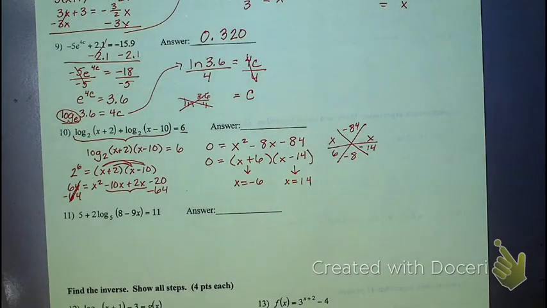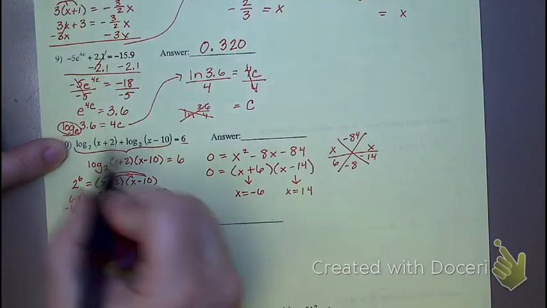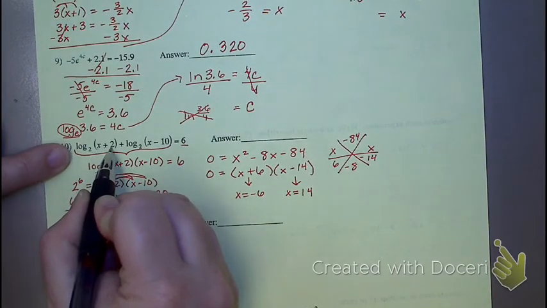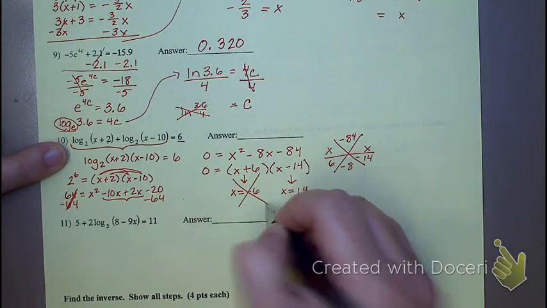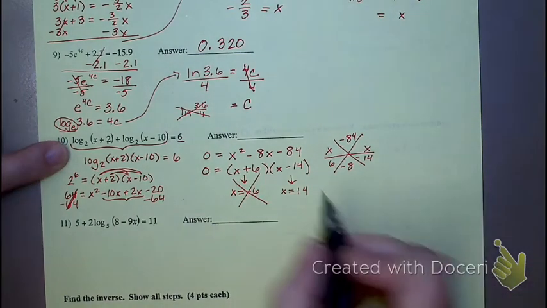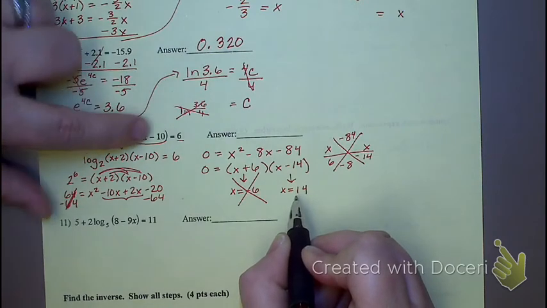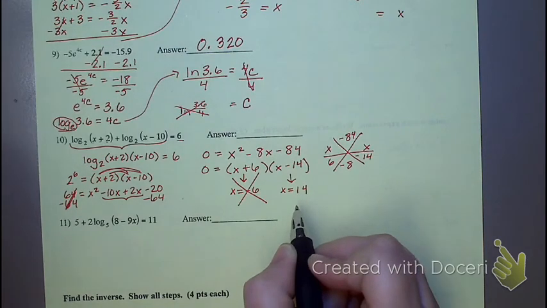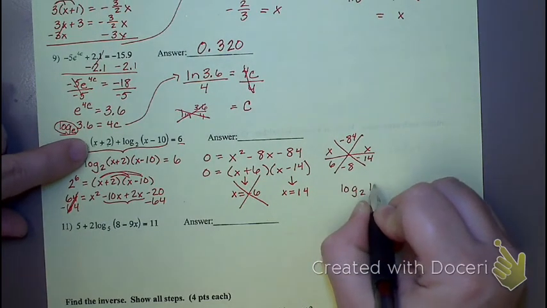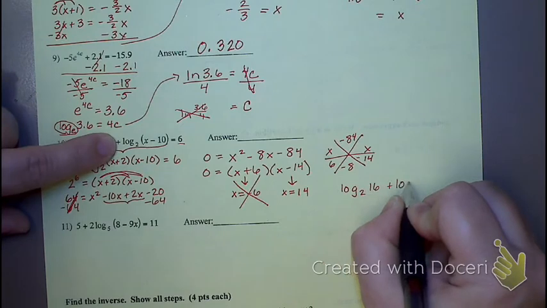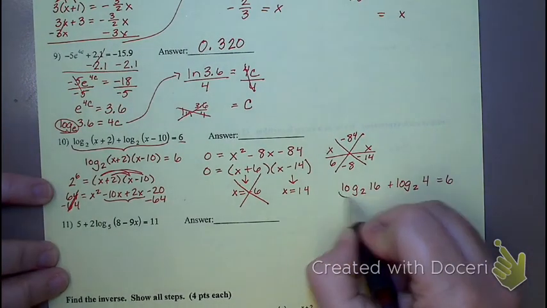Now, this is one of those ones that I have to check because I have logs in the problem. So if I plug in negative 6, negative 6 plus 2 is a negative number. It's negative 4. So I have to drop that guy out. It's giving me a negative. I can't do that. What about 14? 14 plus 2 is 16. That's good. 14 minus 10 is 4. So let's see. Log base 2 of 16 plus log base 2 of 4. Does that equal 6? So far we're good because we got the positives.